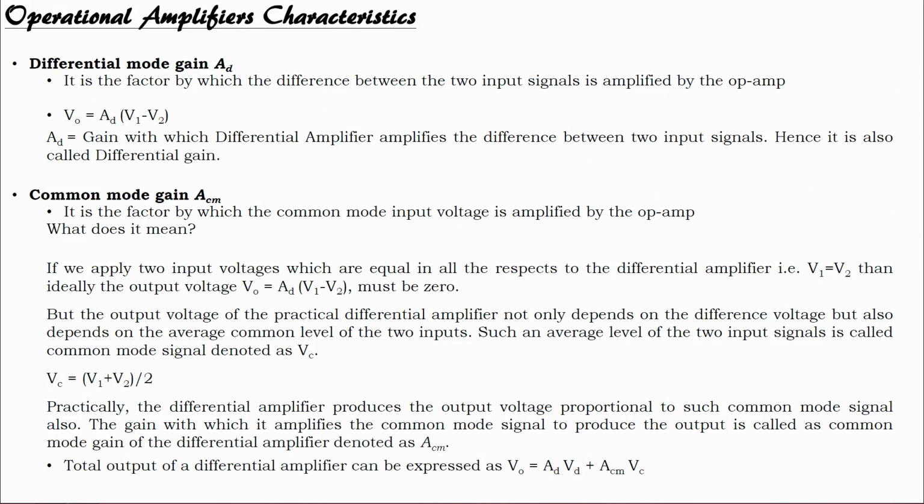Thus, we cannot just say that VO equals AD times (V1 minus V2). The output voltage of the operational amplifier depends on AD times (V1 minus V2). V1 minus V2 is what? VD, the differential voltage. So, VO equals AD times VD plus ACM times VCM. The output voltage depends not only on the differential mode gain, but also on the common mode gain and common mode voltage, as well as the differential mode voltage.